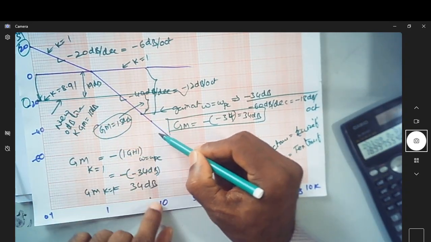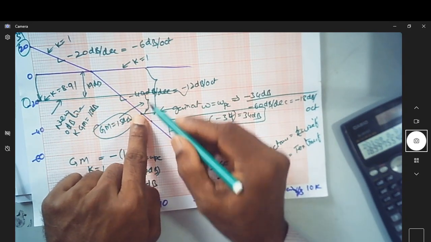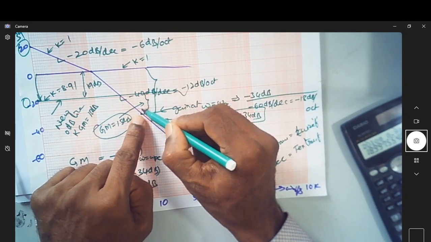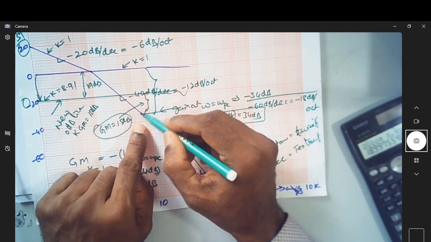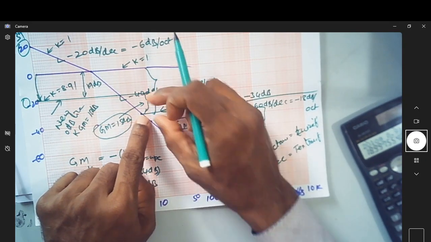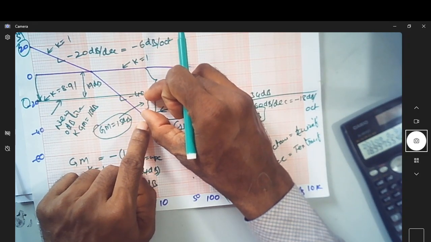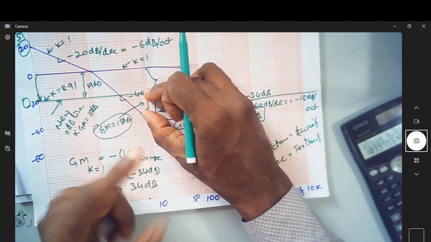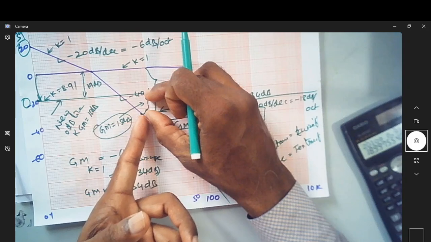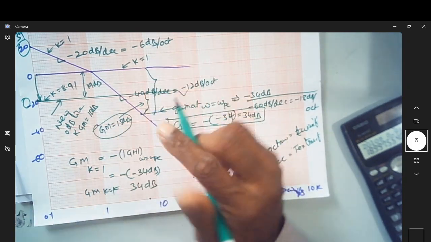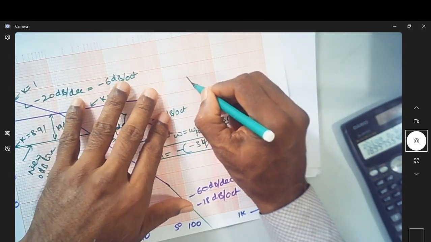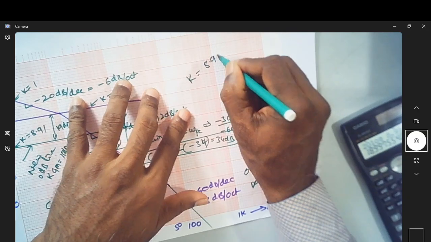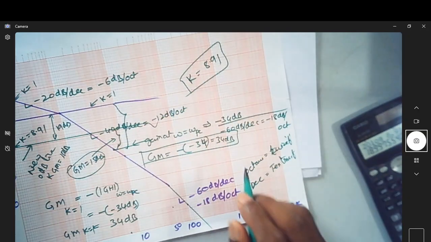See, now this is your omega PC. If you measure from this new 0 dB line to this point, it comes out to be 15 dB below, so this is actually minus 15 dB. Gain margin is the negative of the gain at omega PC, so it is minus of minus, which is 15. So the value of K, which was found to be 8.91, is correct. 8.91 is correct.